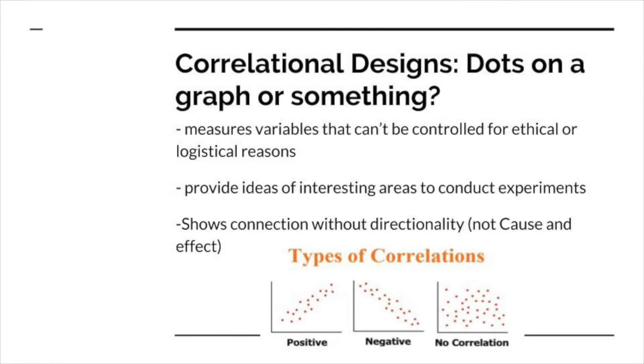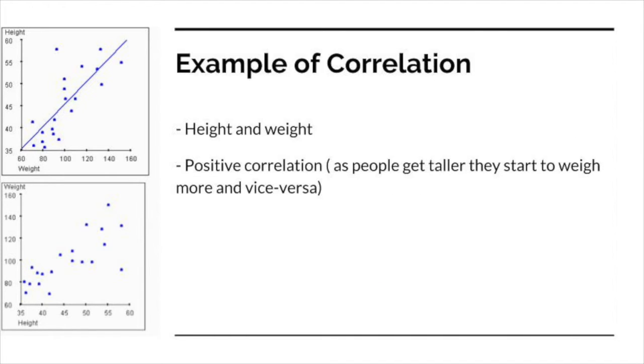Positive correlations are when one variable increases, the other one will increase. A negative correlation is as one variable increases, the other one will decrease, and vice versa. And no correlation is there's no connection between the variables. An everyday example of a correlational study would be height and weight. This has a positive correlation, which means that often as people get taller, they also tend to weigh more. However, it is important to note that this does not mean that everyone who is taller will weigh more, and everyone who weighs less will be shorter. A correlational study merely predicts a relationship between 2 variables.